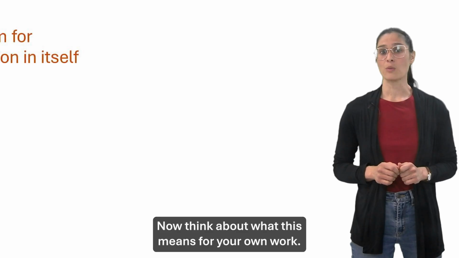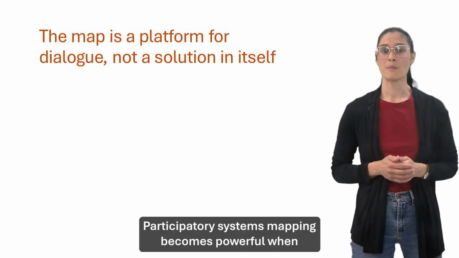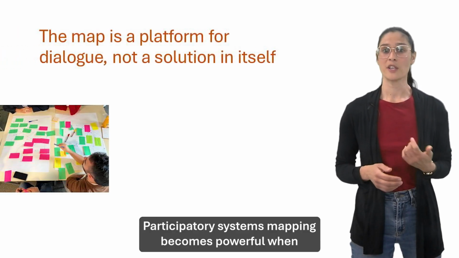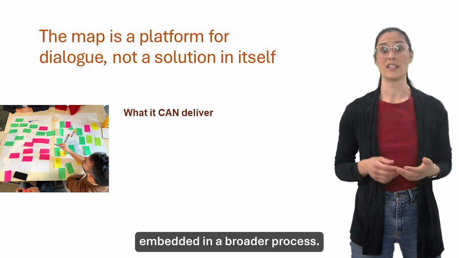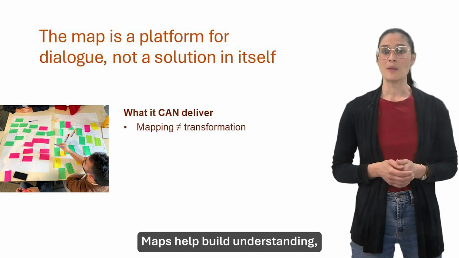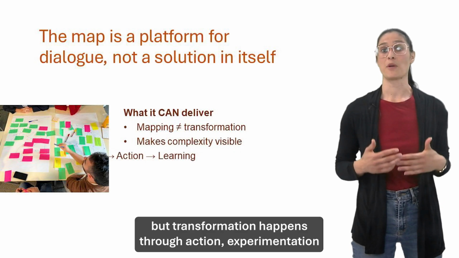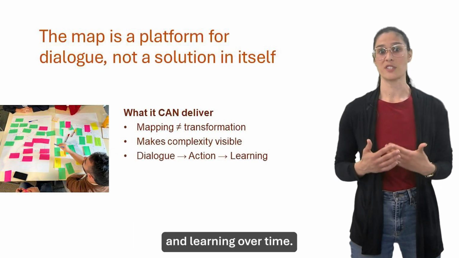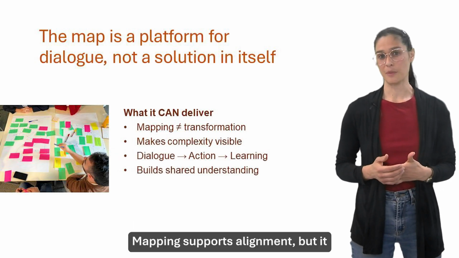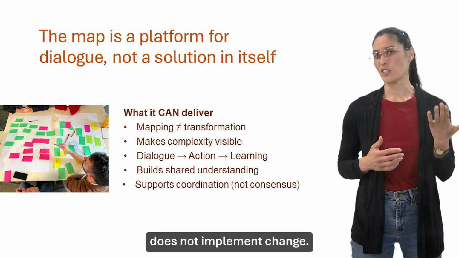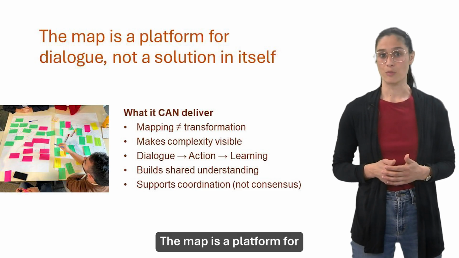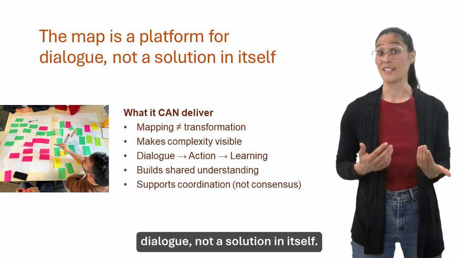Now, think about what this means for your own work. Participatory systems mapping becomes powerful when embedded in a broader process. Maps help build understanding, but transformation happens through action, experimentation, and learning over time. Mapping supports alignment, but it does not implement change. The map is a platform for dialogue, not a solution in itself.